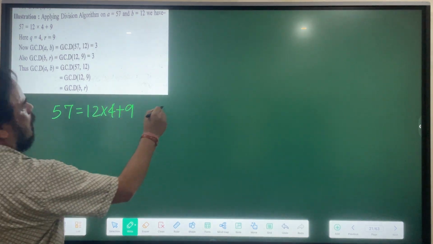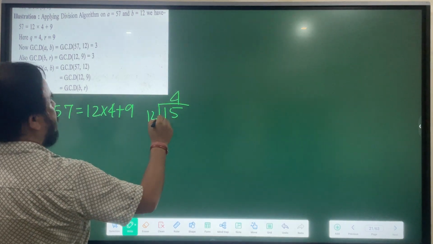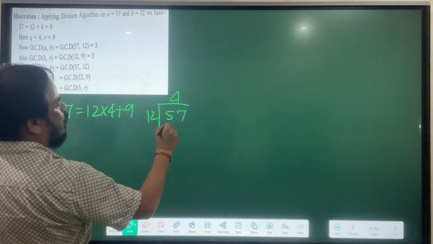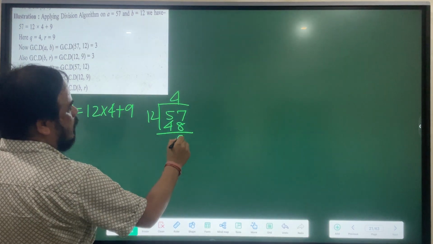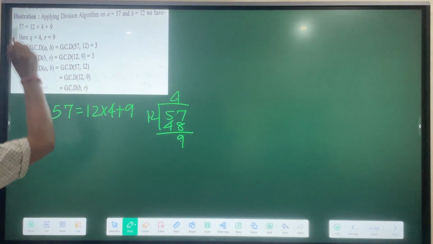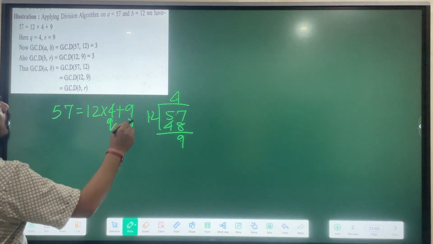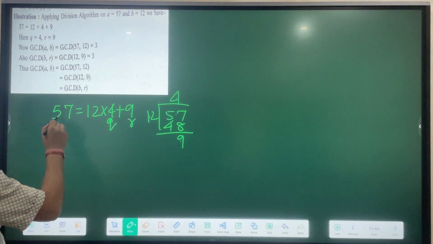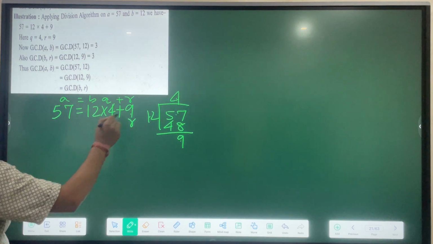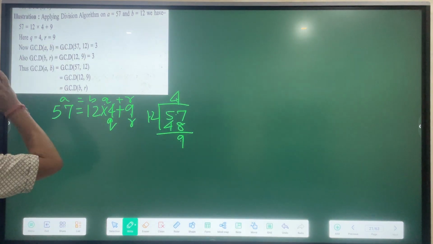How? If we divide 57 by 12, 12 fours are 48, and the remainder is 9. So 57 equals 12 into 4 plus 9. Here Q is this, and R is this. Means A equals BQ plus R. Q is the quotient and R is 9. I hope you understand this.